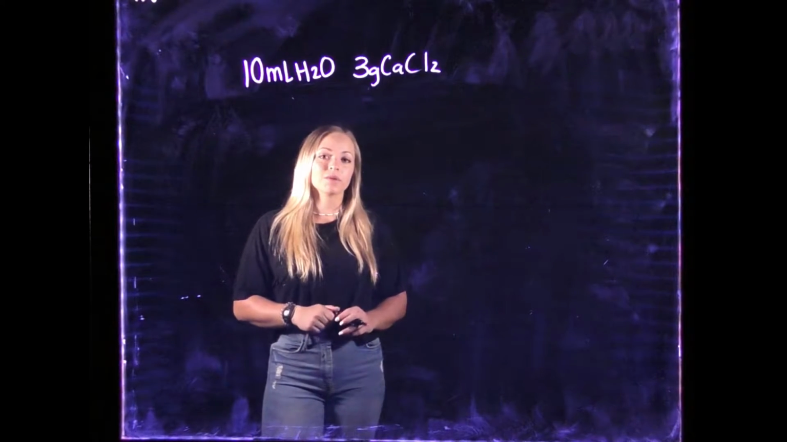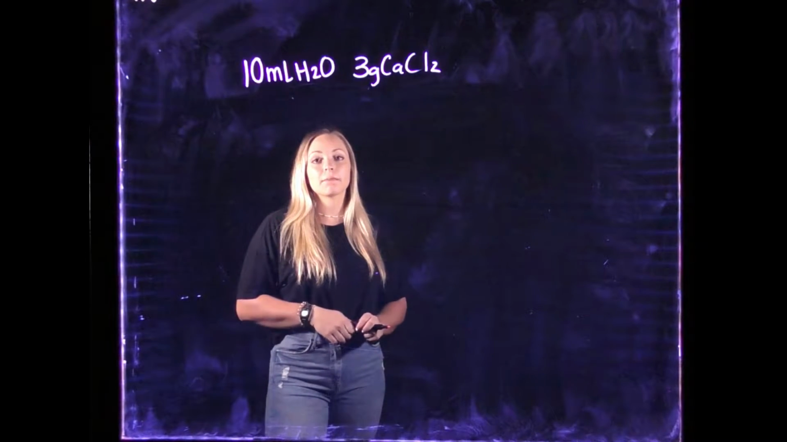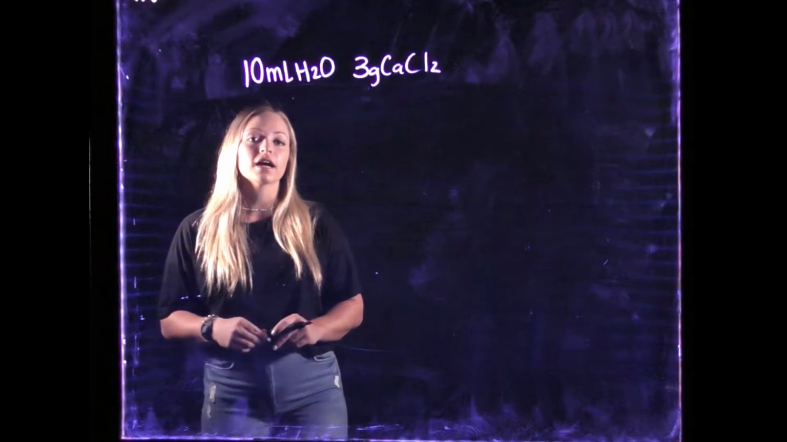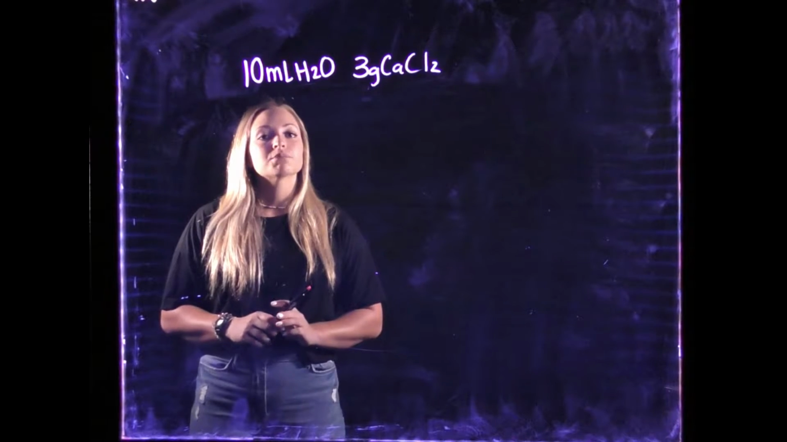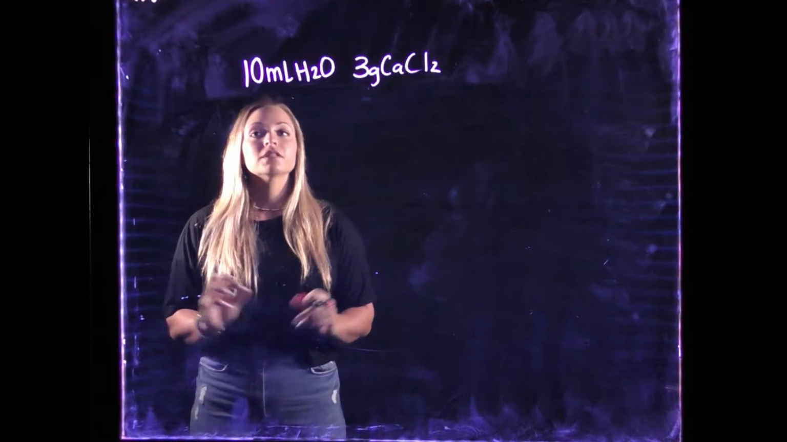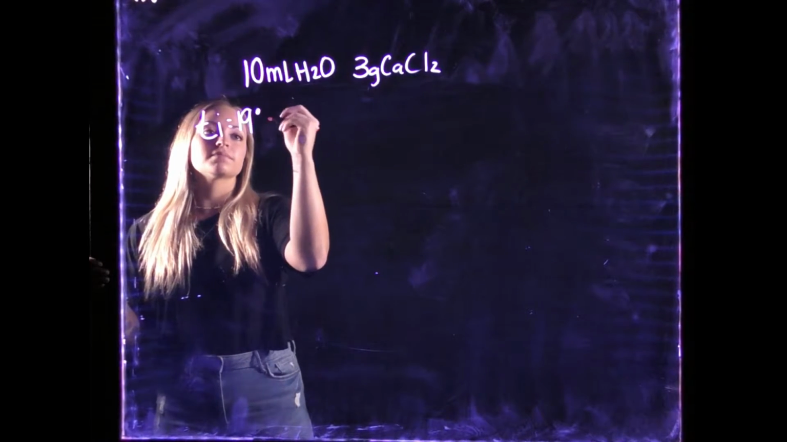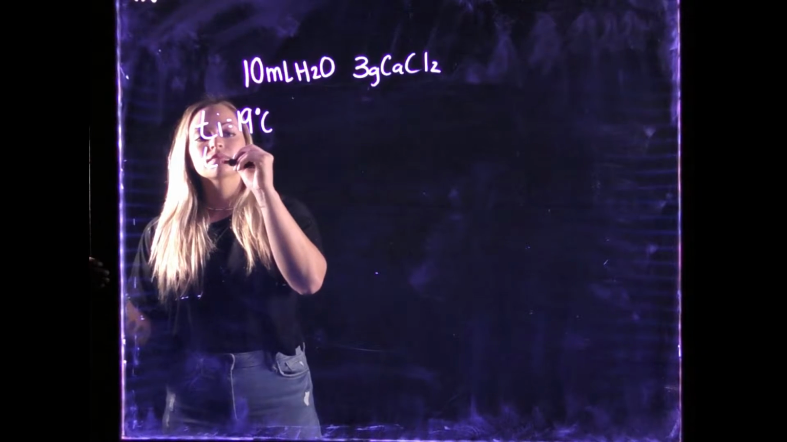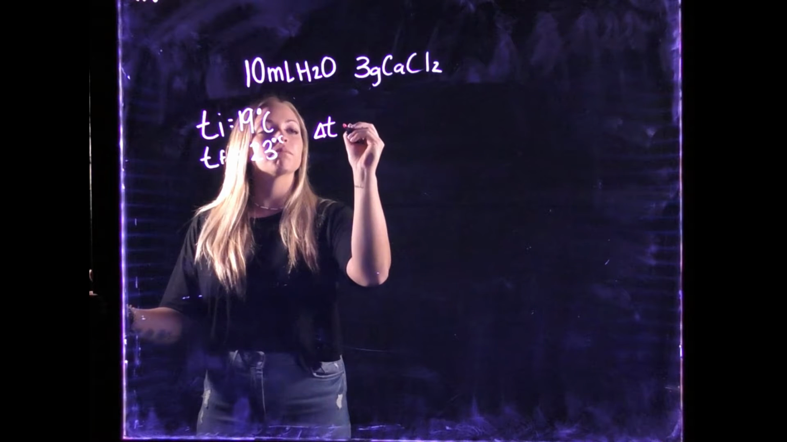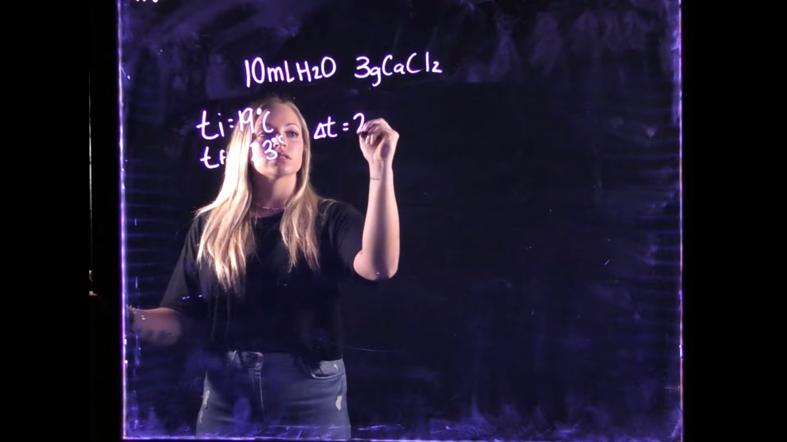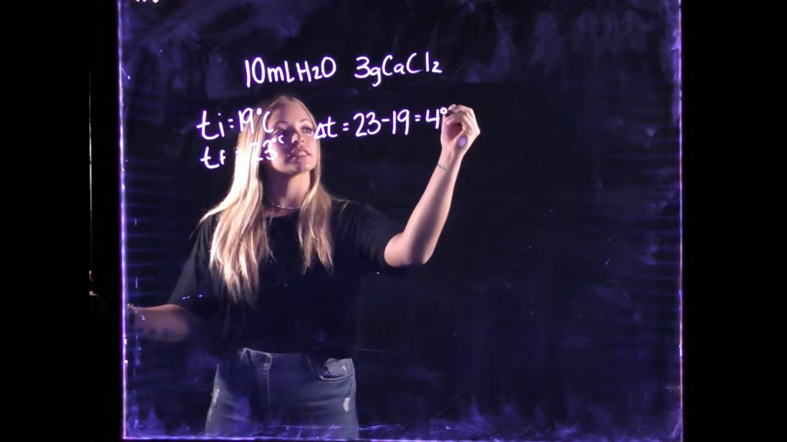For our first example problem, we are using an example from a previous video that showed how to use a calorimeter. For our first example, we used 10 milliliters of water and we used 3 grams of calcium chloride. So our first step for solving this problem is to find the change in temperature. So our T initial was 19 degrees Celsius and our T final was 23 degrees Celsius. To find our change in T, we're going to do T final minus T initial. So that would be 23 minus 19, which gives us 4 degrees Celsius.